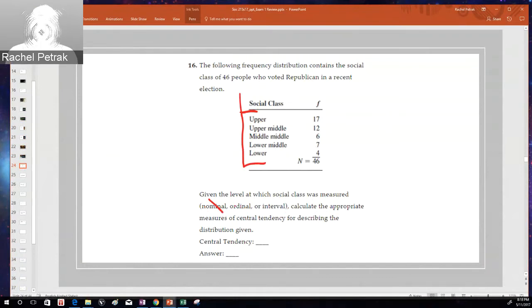And so our next question is, is there an exact distance between each of these levels? And in this case, we'd say no, there isn't. We don't know that the difference between upper and upper middle class is the same as the difference between lower and lower middle class. And so we have to say this is an ordinal variable.